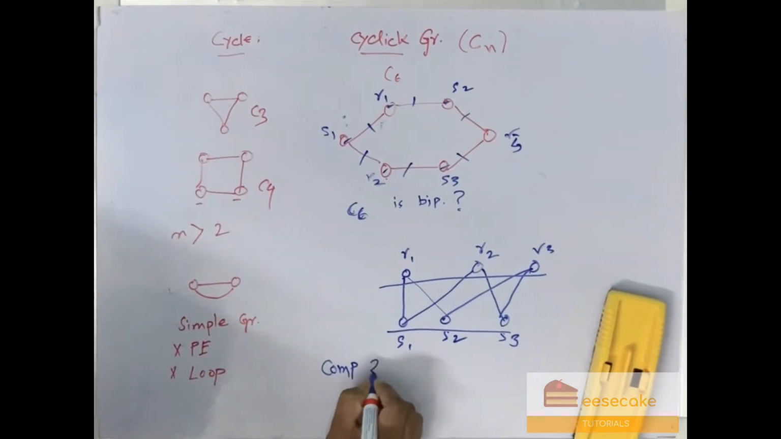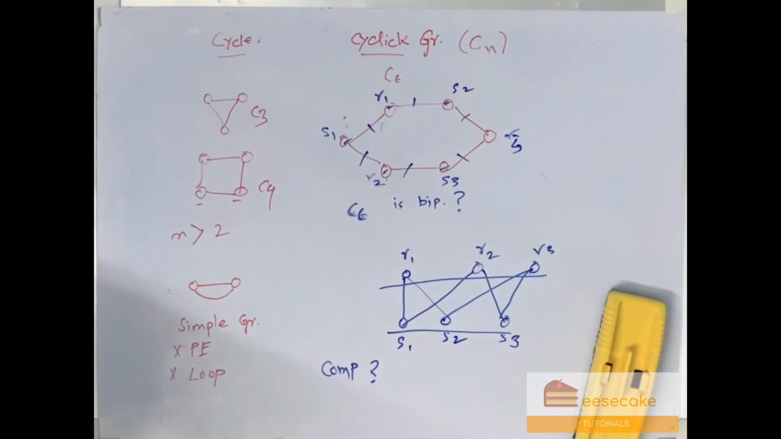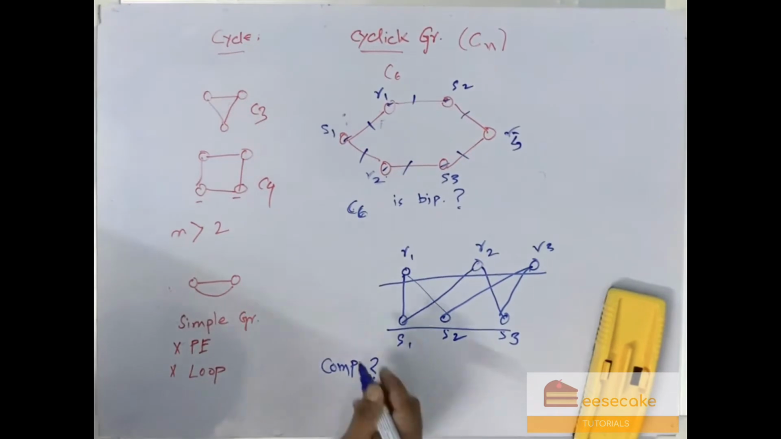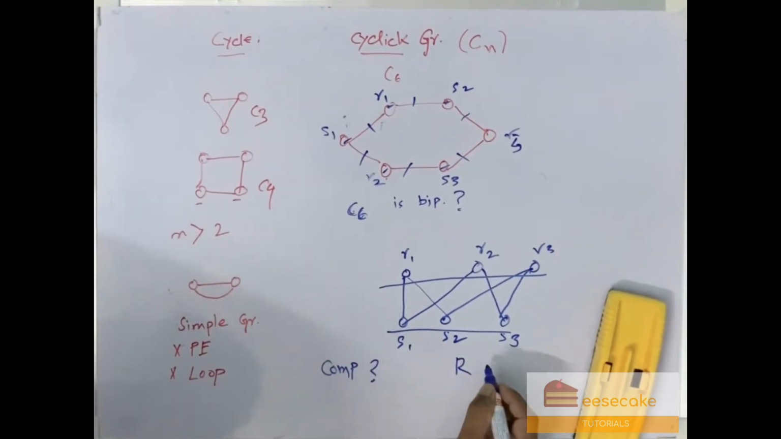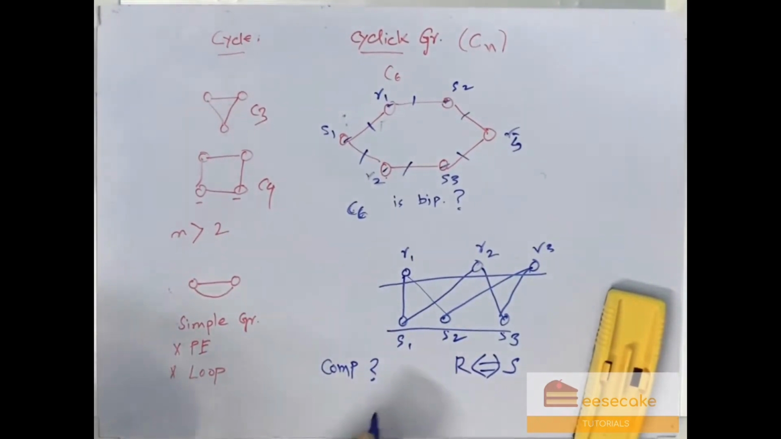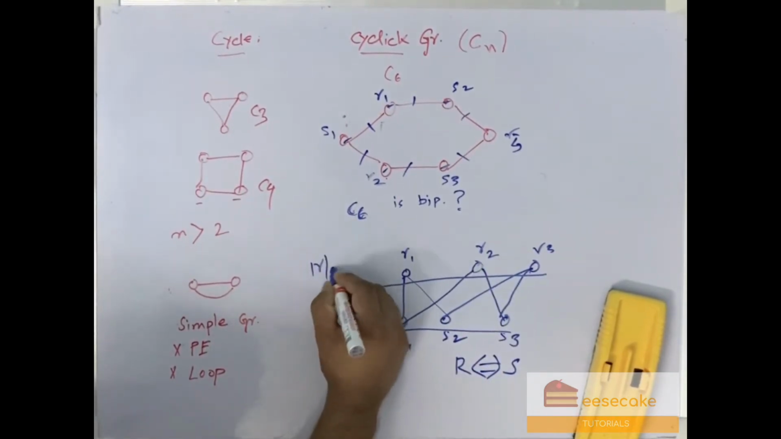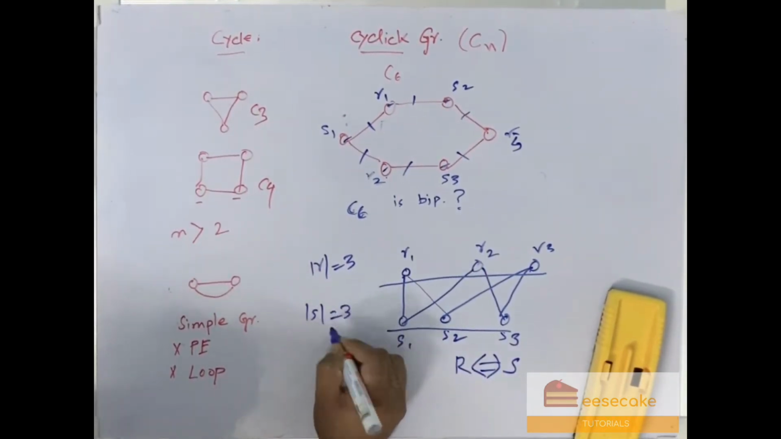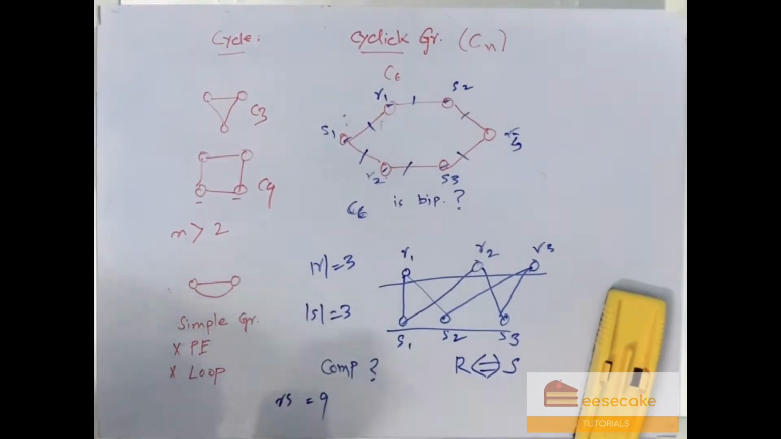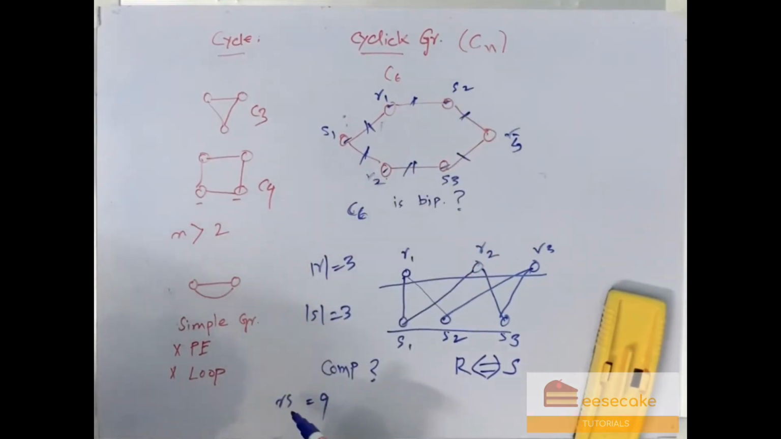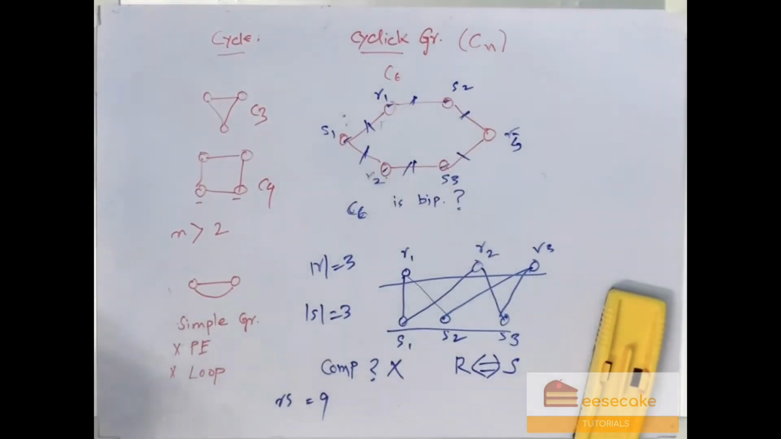Now the question is whether it is complete bipartite or not. What is the definition of a complete bipartite graph? A complete bipartite graph means there will be all possible edges from R to S or vice versa, right? Now the maximum number of edges: the cardinality of R is 3, the cardinality of S is 3, so maximum R times S, which is 9 edges, could be there, but here 1, 2, 3, 4, 5, 6 edges are there, which means this is not a complete graph, right? I hope you understood why it is not a complete graph.